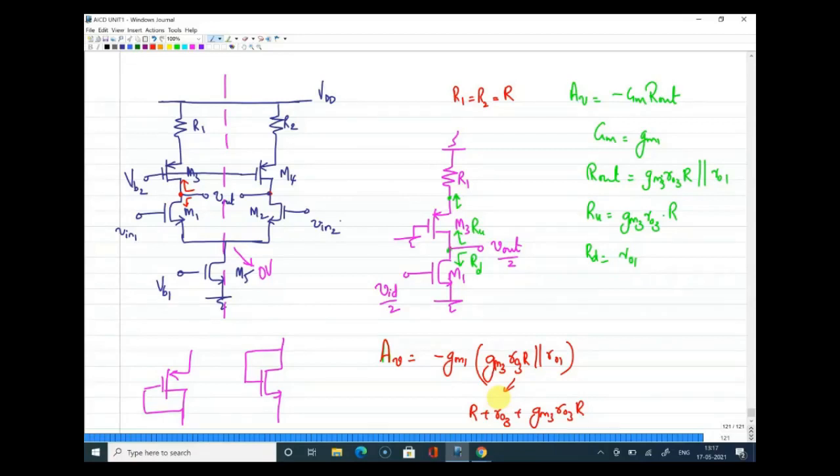I hope those who made a mistake understand now. The problem is, you should not consider the load M3 here as diode connected. It is not diode connected, but probably this is the first time you are seeing a load with source degeneration. That is why you could not recognize that. I hope now it is clear, and if you have any queries, please post here in the chat box. I can give clarity.